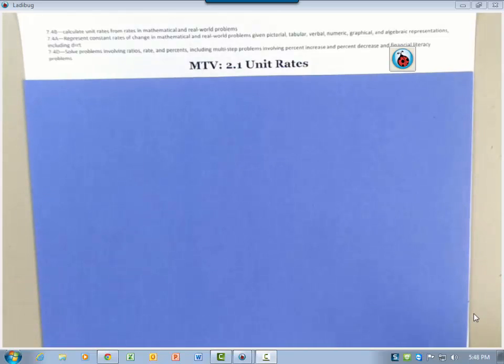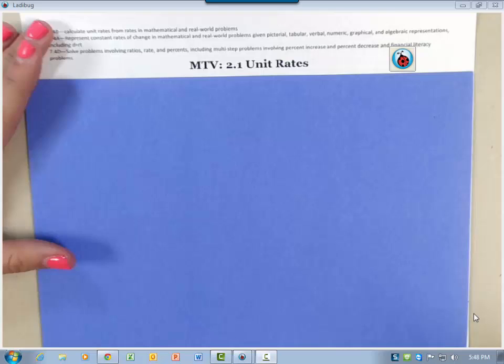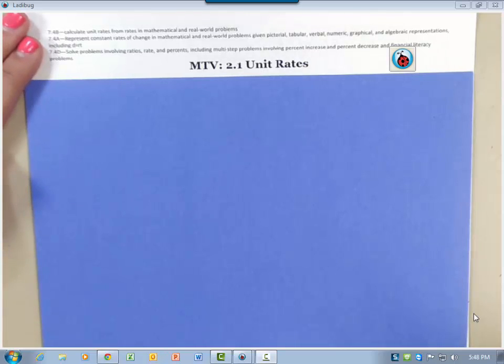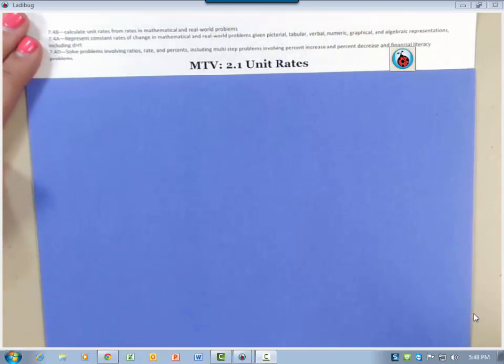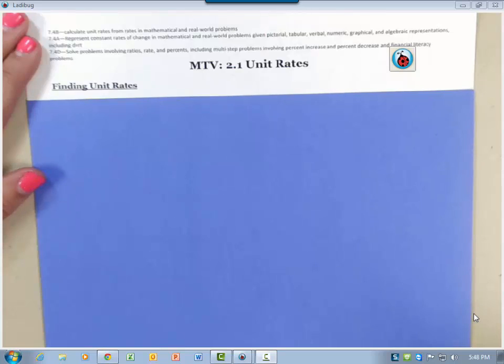So today we're going to be talking about unit rates, alright? This is nothing different than last year. I'm going to pull this blue sheet down and it's going to reveal the stuff that you need to put in your blanks in highlighter. So, finding unit rates. How do we find unit rates?